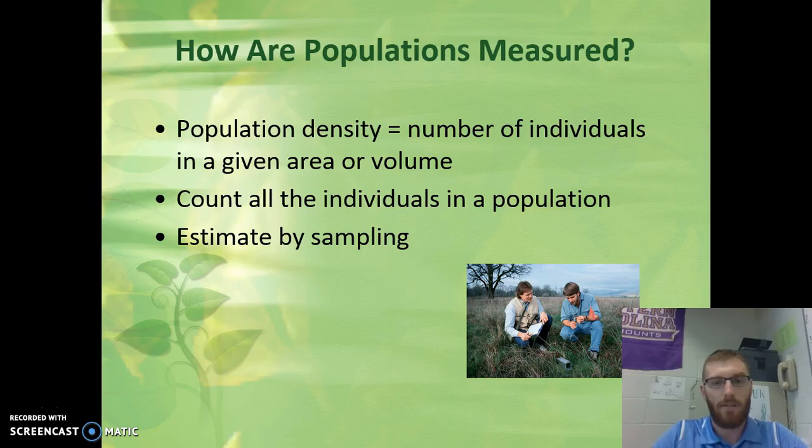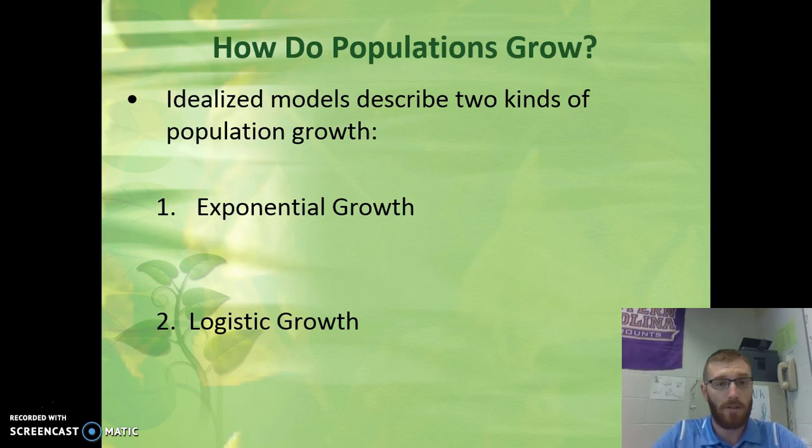We can say that, for example, there are 20 people in this classroom. There are 10 classrooms on this hall. Therefore, there must be 200 people on this hall. We can use the mark and recapture method, where basically we tag somebody and then we capture a bunch more individuals and see how many individuals it takes before we capture that person that we marked.